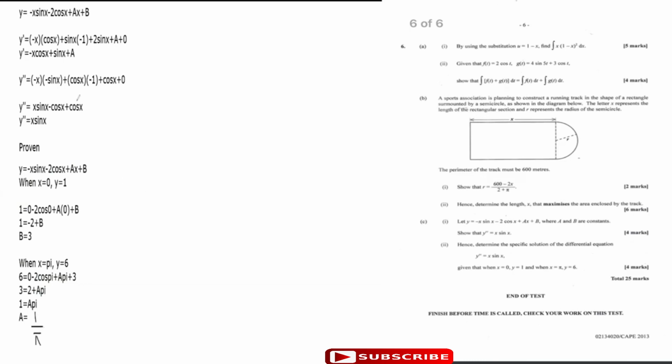But of course, the question didn't care about all of this long work, they just want the specific solution. So the specific solution is y is equal to minus x sine x minus 2 cos x plus ax, where a is 1 over pi, so it's plus 1 over pi times x, plus 3. That takes care of 2013.